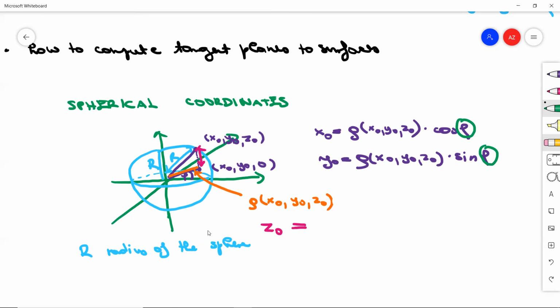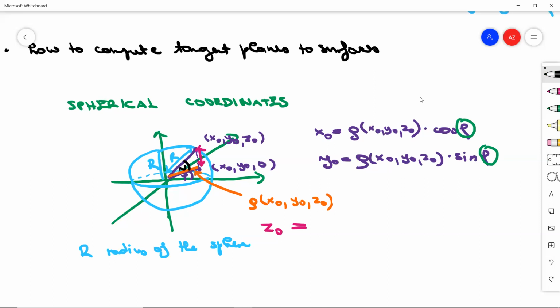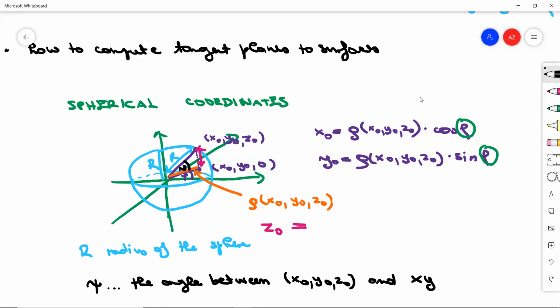Maybe the angle of this position vector, and the angle with what? The z coordinate. I know which angle you mean, but what is this angle? This is the angle between the position vector of the point and the xy plane. Yes, this is the most convenient parameter. This is the angle psi. It's the angle between the position vector of the point, x naught, y naught, z naught, and the xy plane.